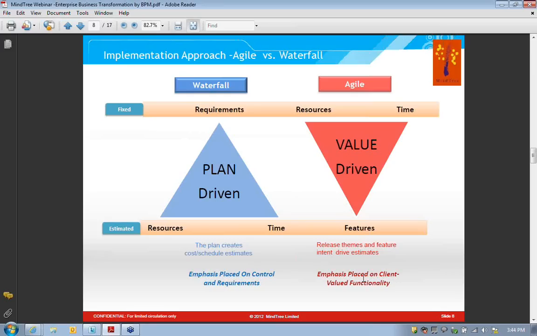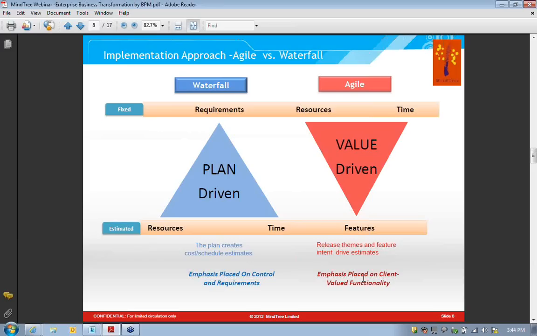These business processes may be documented, may not be documented, may be structured, may not be structured, may be optimized, may not be optimized. But as a service provider, we should be able to provide any number of implementation approaches to them based on their critical requirements, timelines, their budgets, and so on and so forth.